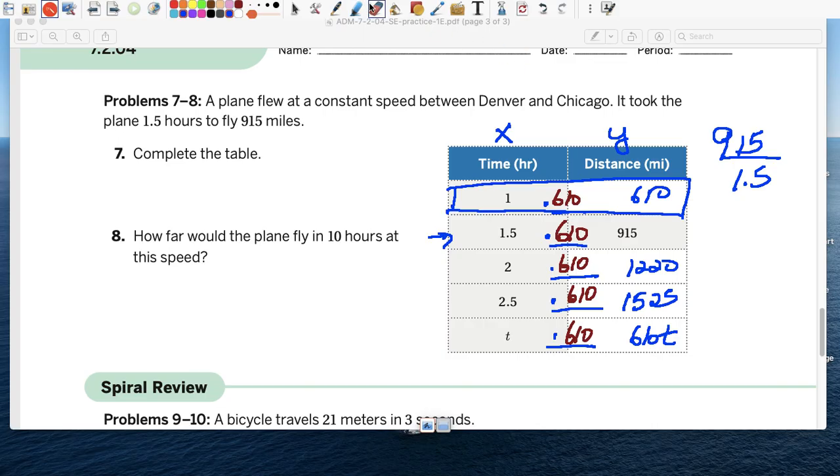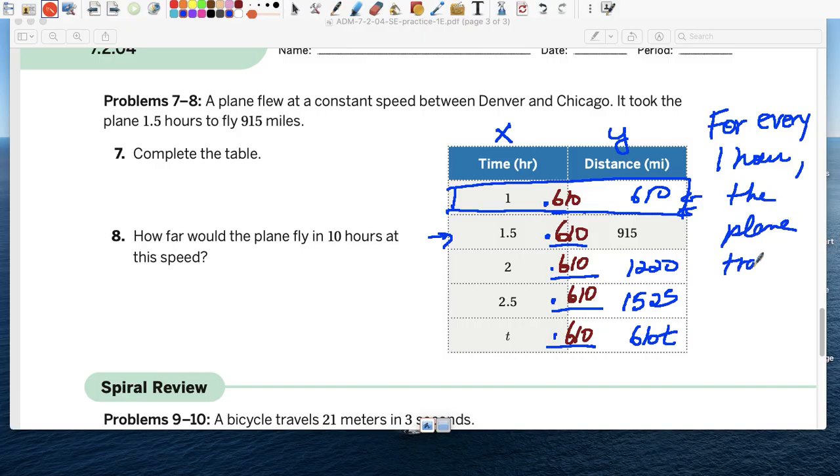Unit rate, let's write that as a sentence. I know it didn't ask you. Based on this row right here, I can write: for every 1 hour, the plane travels 610 miles. That completes the table. Check.